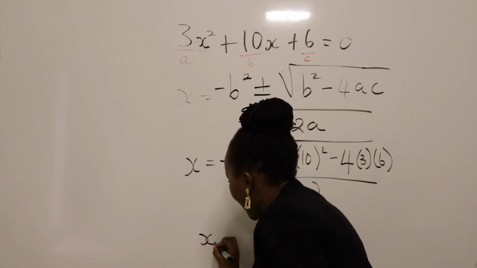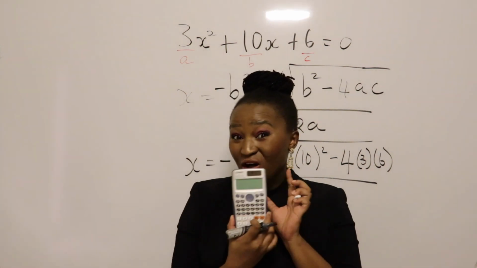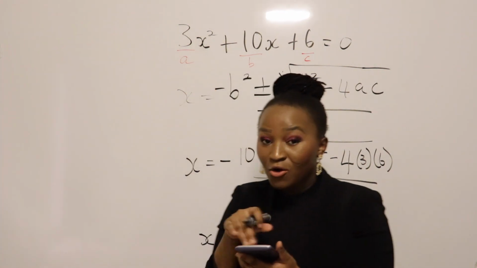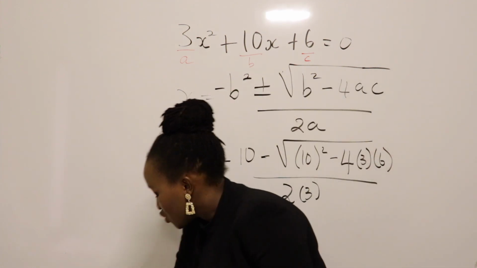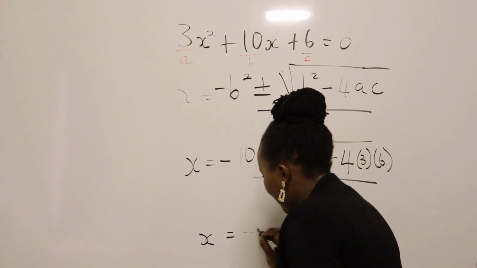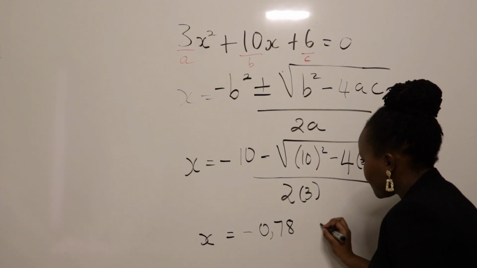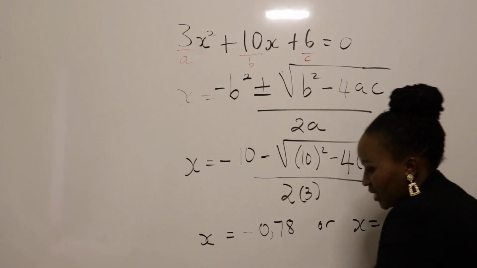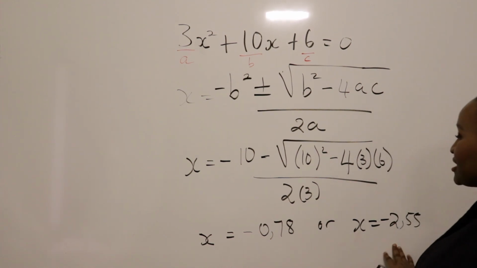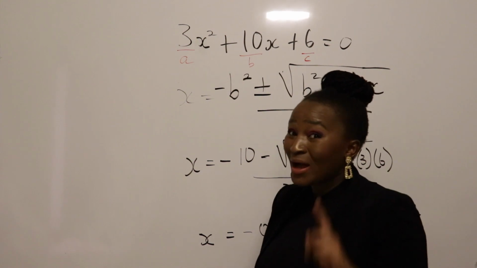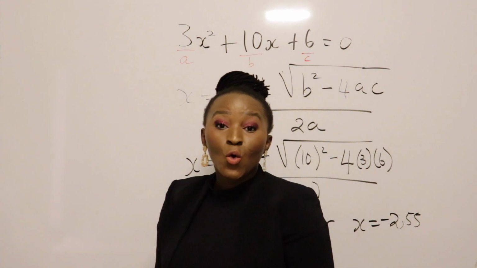So your first answer will be x is equal to, you use your calculator. I recommend the Casio, and put your calculation as it is to avoid making mistakes, right? So your first x will be minus 0.78, and the other x will be equal to minus 2.55. So this is how your question 1.1, the first question, will look like. Alright, now let's go to the second question.